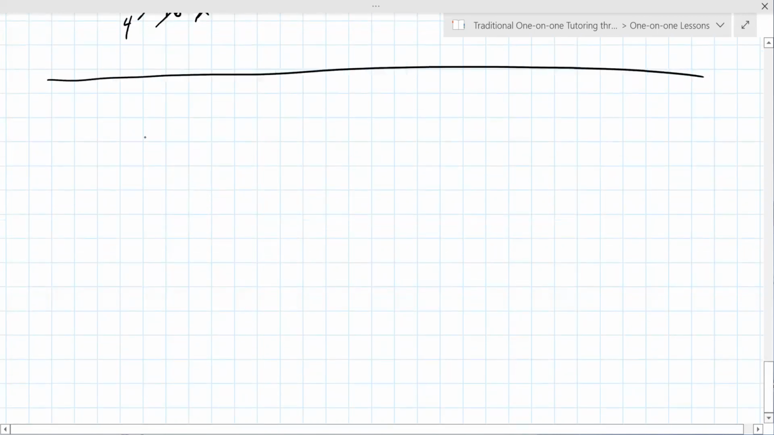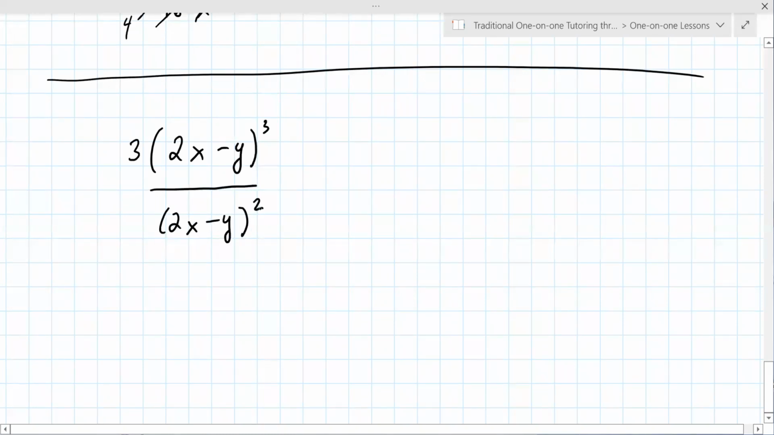But let me show you something slightly different here. So we've done a problem like this before where it's like 2x minus y cubed over 2x minus y squared. And you do not actually have to cube the top and square the bottom. What you have to recognize is that this is really like 3a cubed over a squared. Why did I make that substitution, do you think?